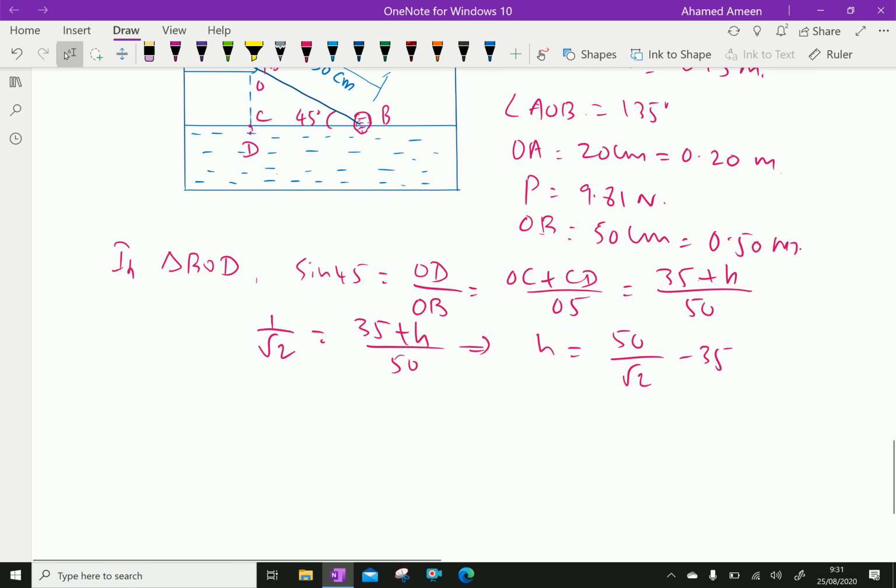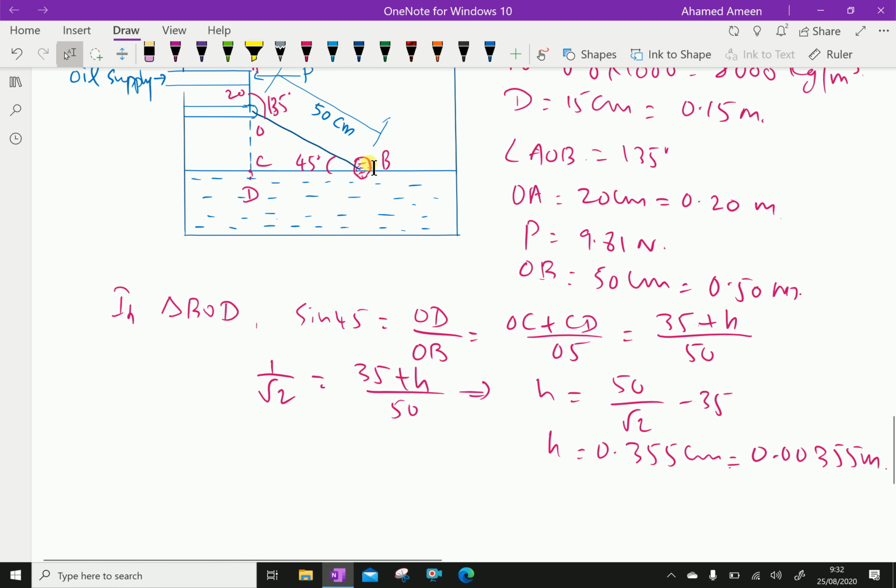So by calculation it gives 0.355 centimeter, which is equal 0.00355 meter. The weight of float is acting through B, but the upward buoyancy force is acting through the center of the weight of the oil displaced.